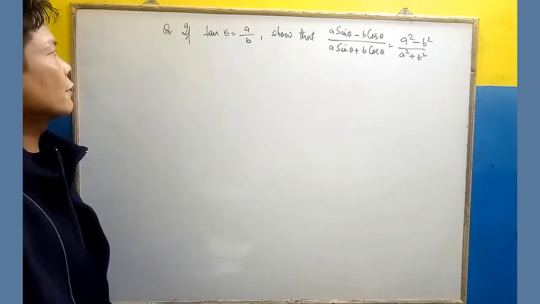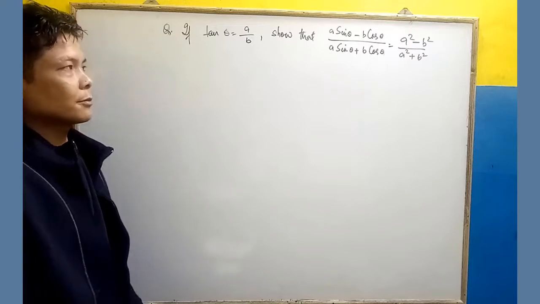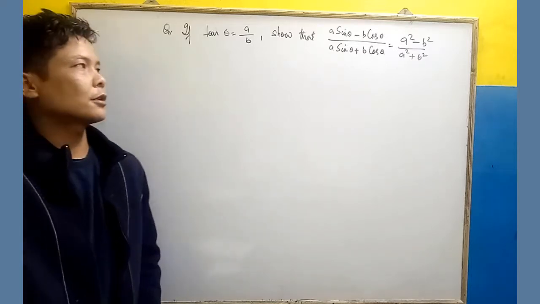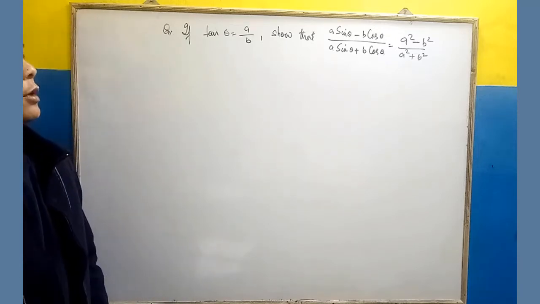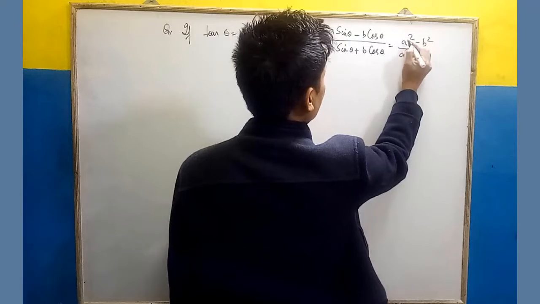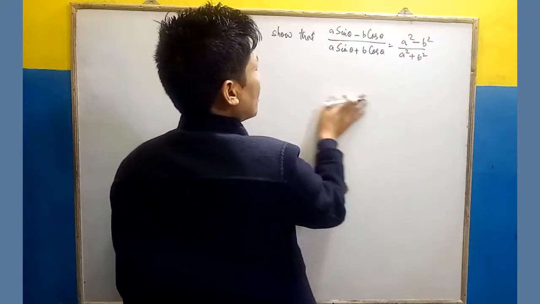In this question it is given that if tan theta is A by B, then (A sin theta minus B cos theta) divided by (A sin theta plus B cos theta) is equal to (A square minus B square) by (A square plus B square). So we have to prove that this equation is equal to this.